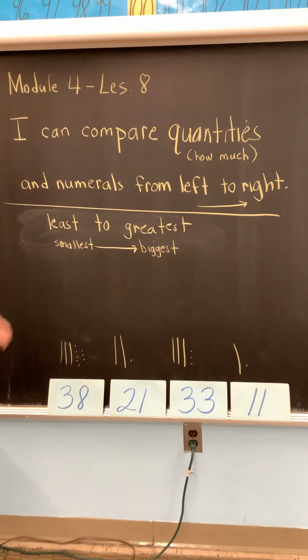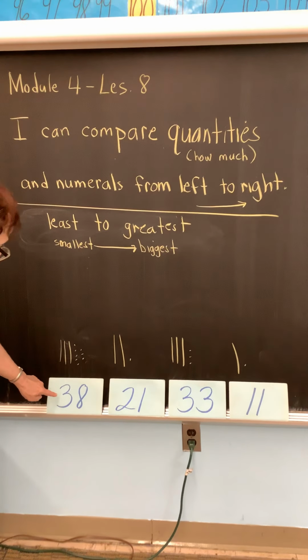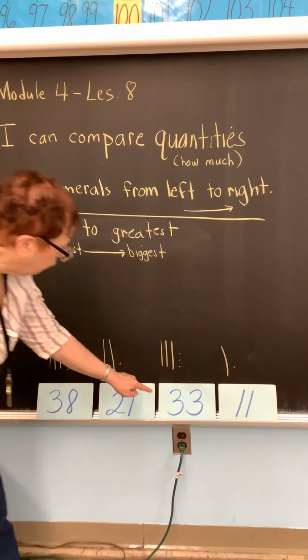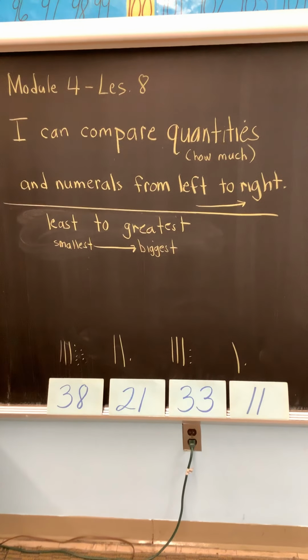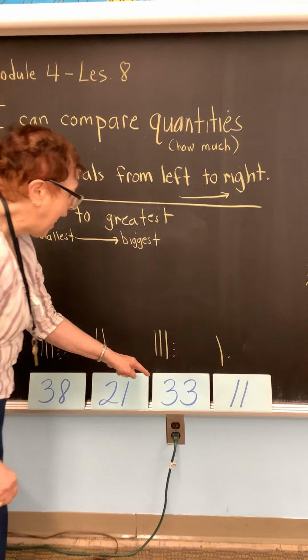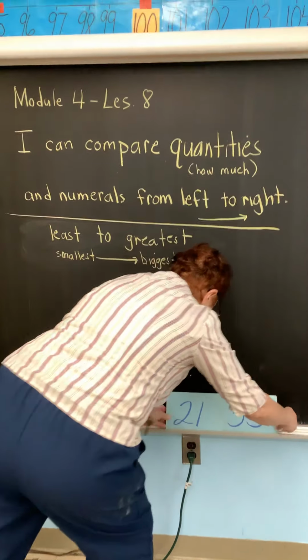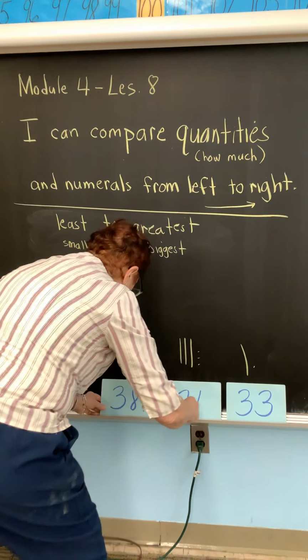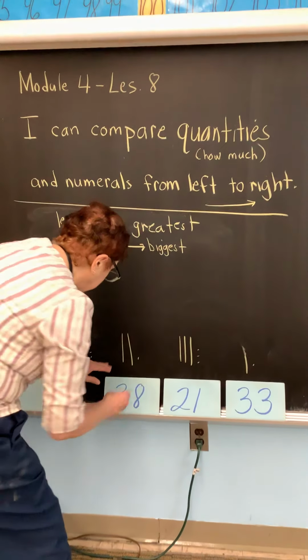They want us to start from the smallest. So we look at our 10s first. 3, 2, 3, 1. Which one is the smallest? So I'm hoping you're saying 11. So we're going to put that first. That's going to be first. Let me just move these down, okay? Okay, and I'm going to have to fix these up.